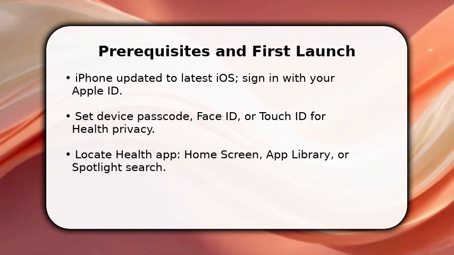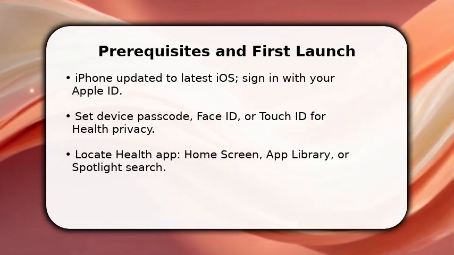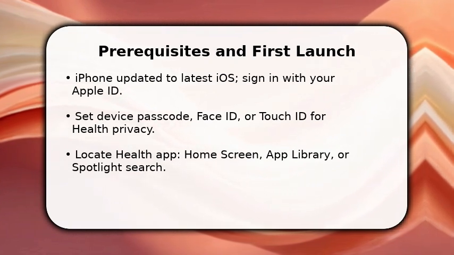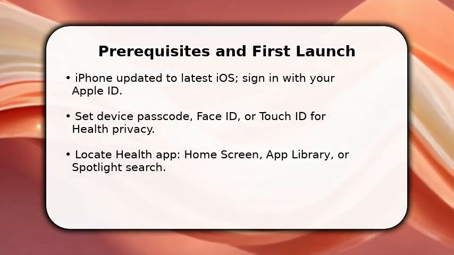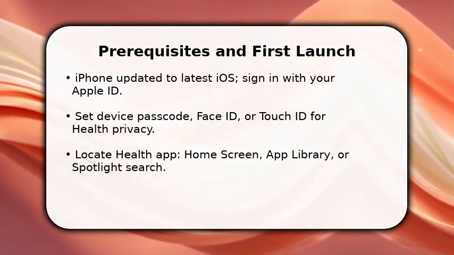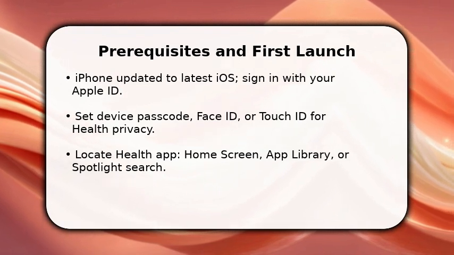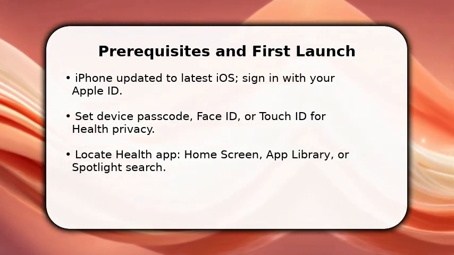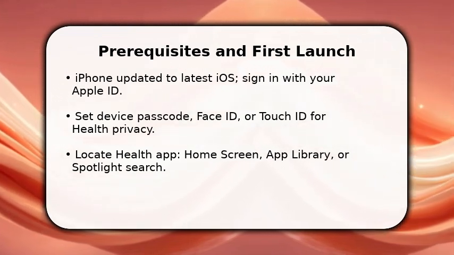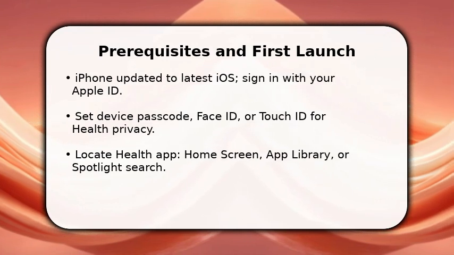You're ready to start now? Confirm your iPhone is up to date and signed into your Apple ID. Make sure you have a device passcode or biometric security enabled so Health can protect your data. Once done, open the home screen or swipe down to use Spotlight and type Health. Tap the Health icon to launch the app for the first time. This immediate step gets you into the app's dashboard where setup and permissions begin.